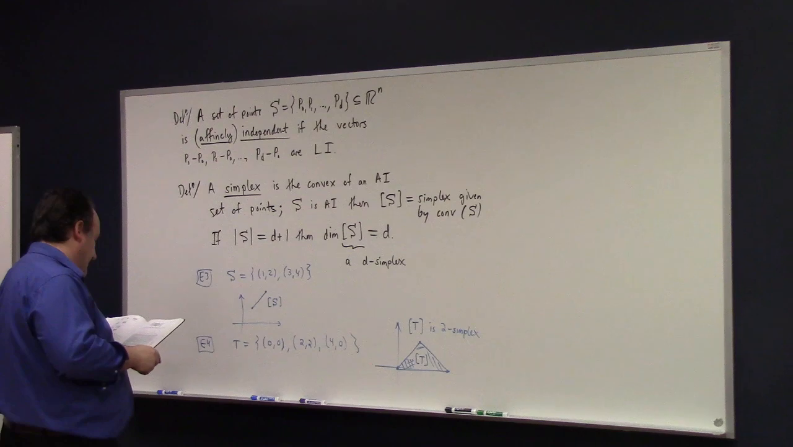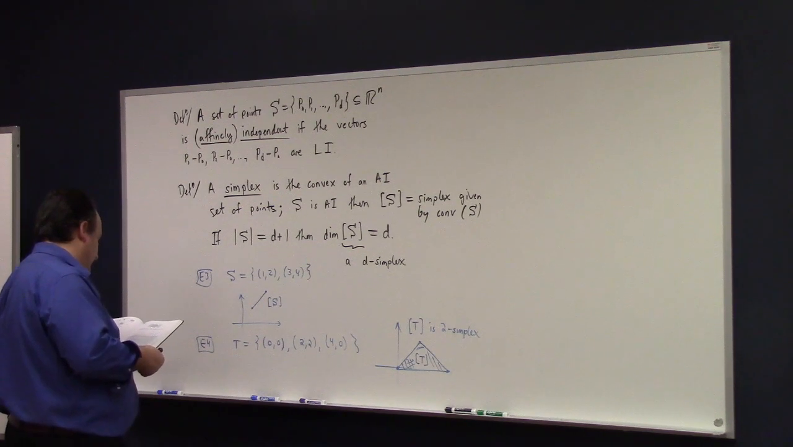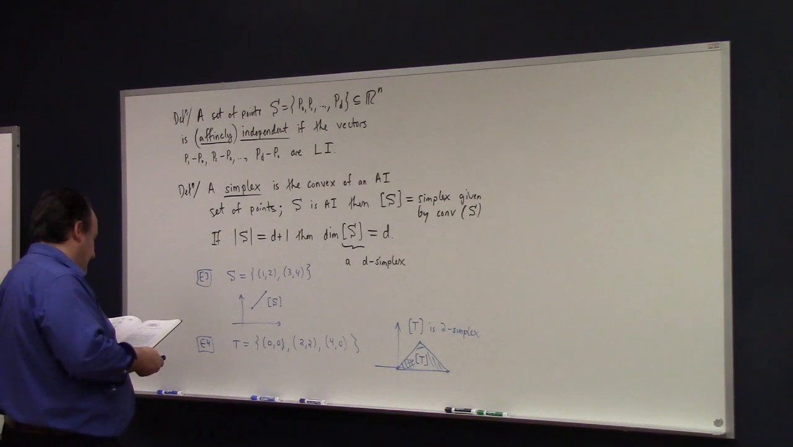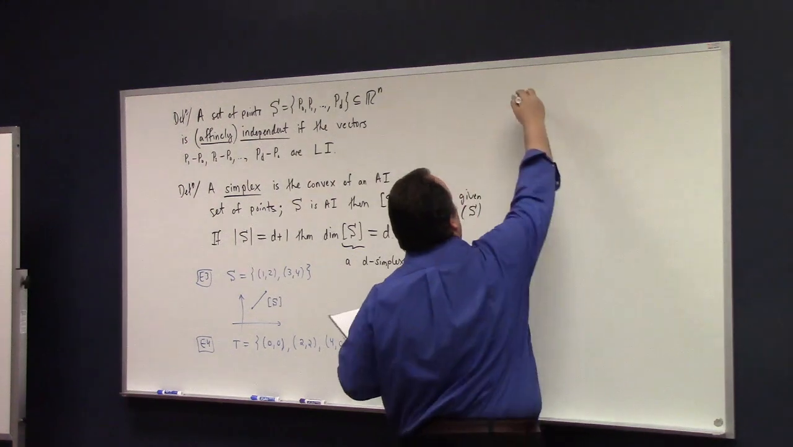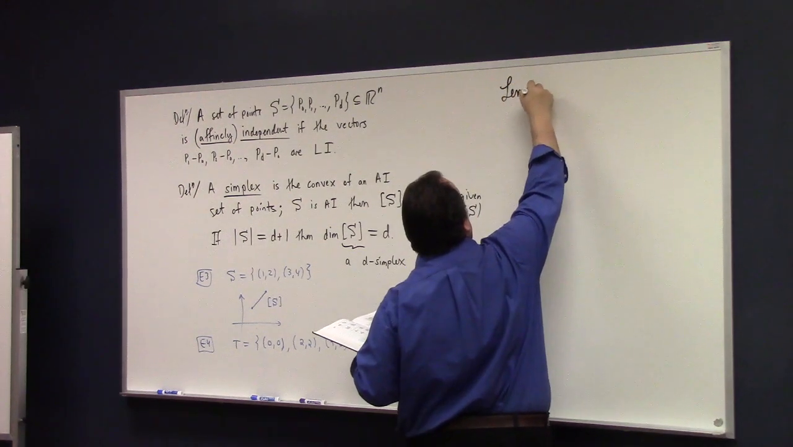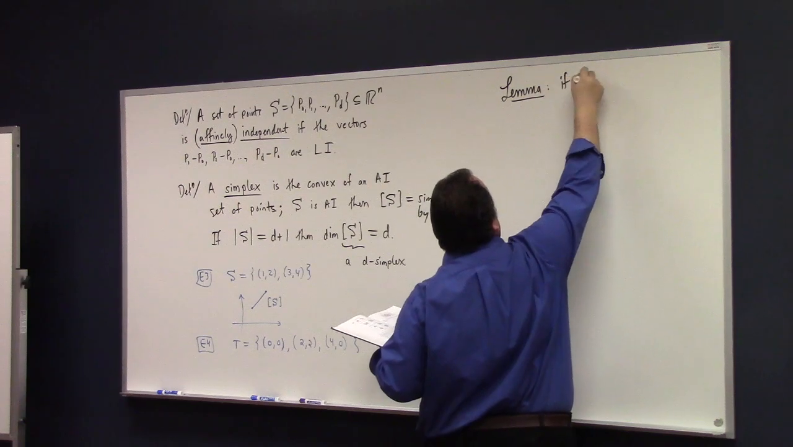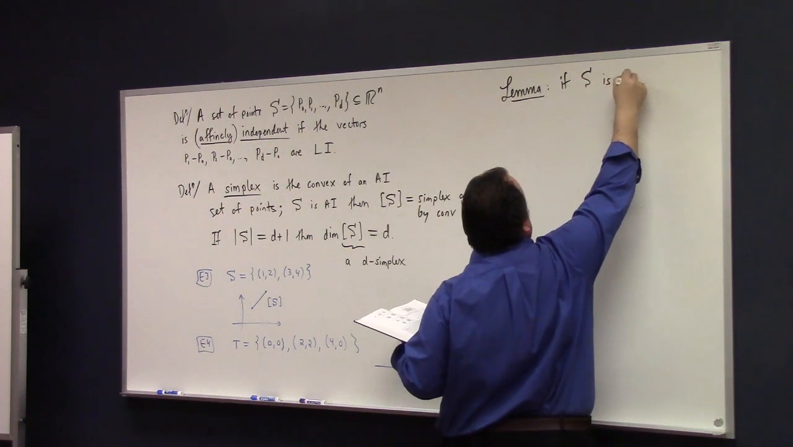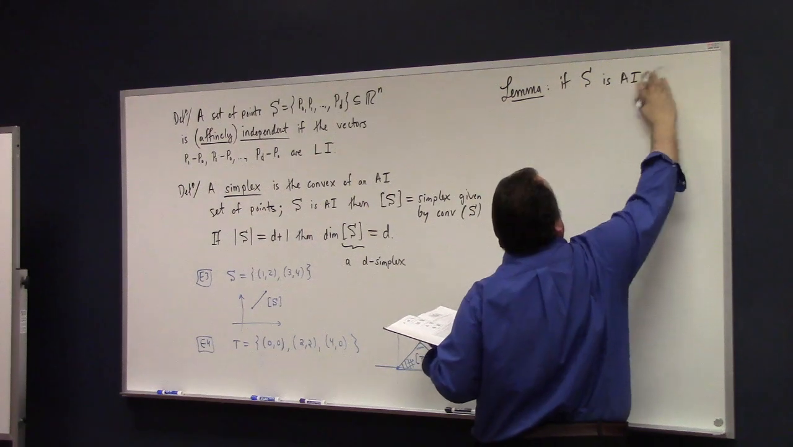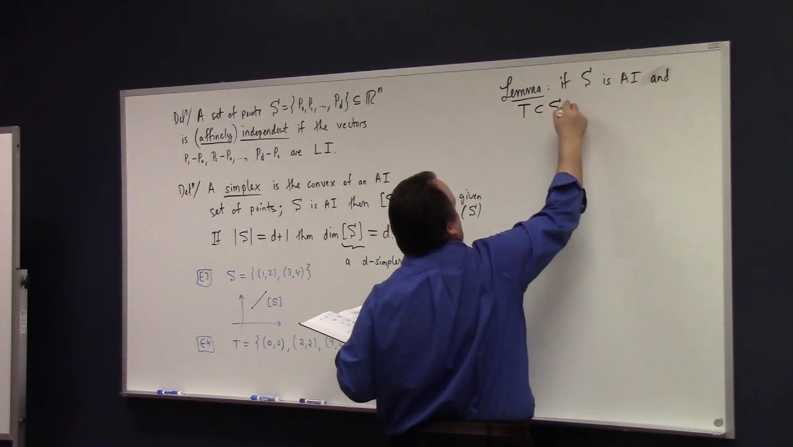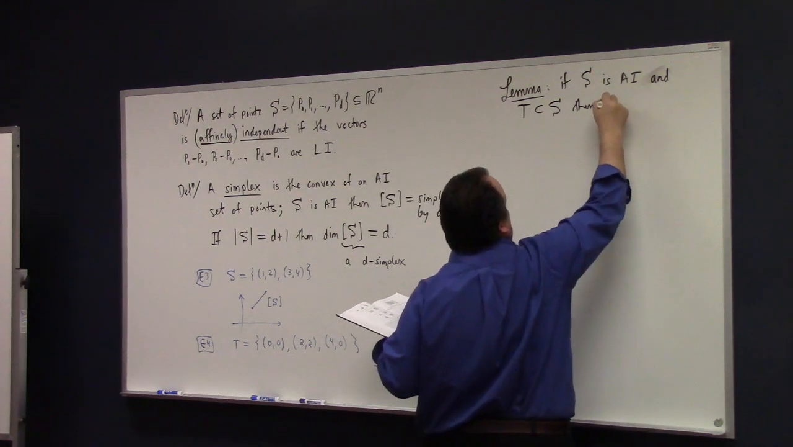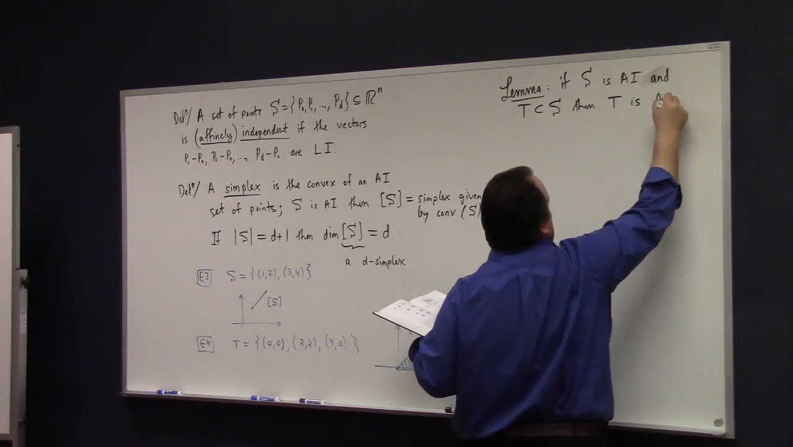All right. The vertices of the simplex generated by S are simply the points of S, and because a subset of an independent set of points is itself independent, any proper subset. This is a theorem. Lemma. If S is affinely independent and T is a subset of S, then T is affinely independent.